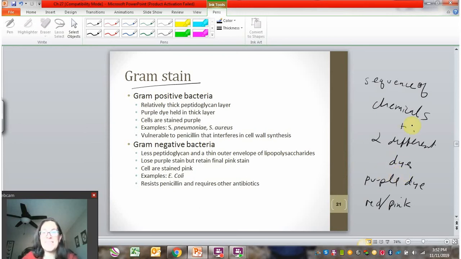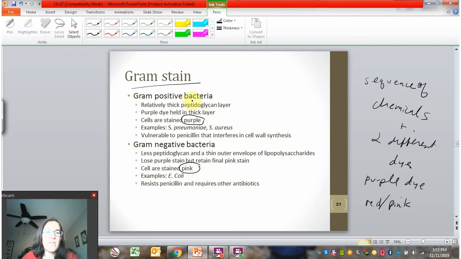So what happens is, based on how exactly the cell wall is put together, it will either leave a purple stain in the cell wall or it will leave a pink color in the cell wall. And so that's how you distinguish them. You apply the Gram stain. So you do this whole sequence of staining, and it has multiple steps. And at the end of those steps, gram-positive bacteria will appear purple and gram-negative bacteria will appear pink.